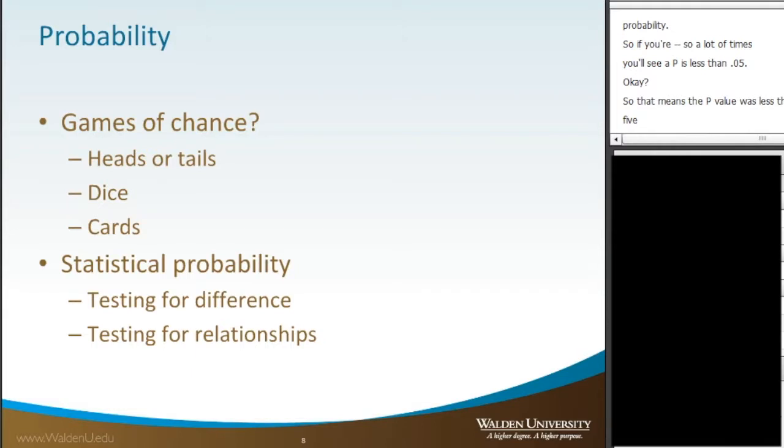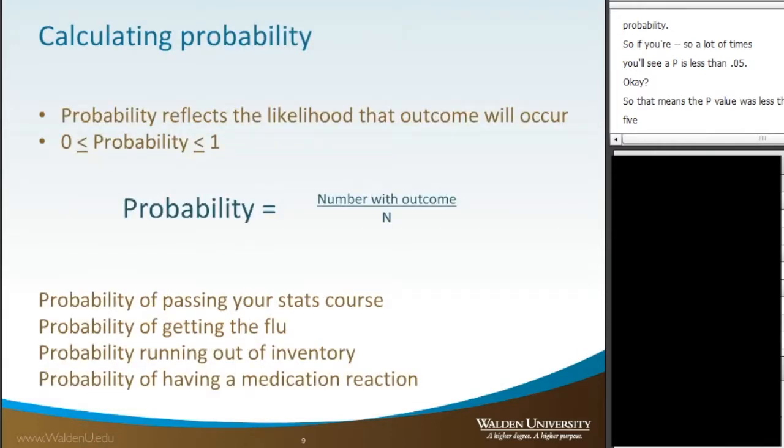My goodness, what was the probability of a Powerball winner? I should have put that in this presentation. Oh my goodness, that would have been great. So how do you calculate the probability? It's the number of the outcome over the total number.